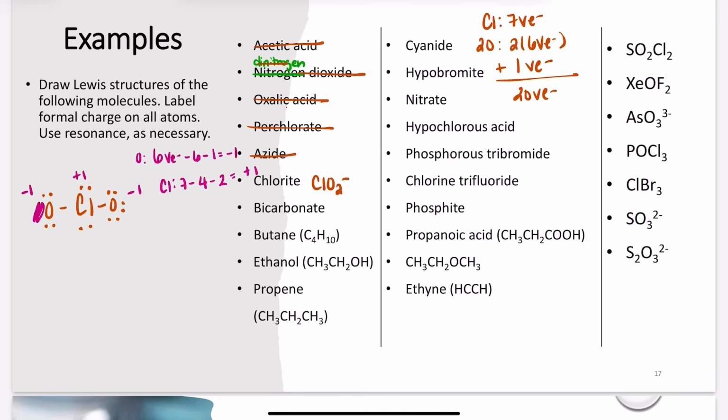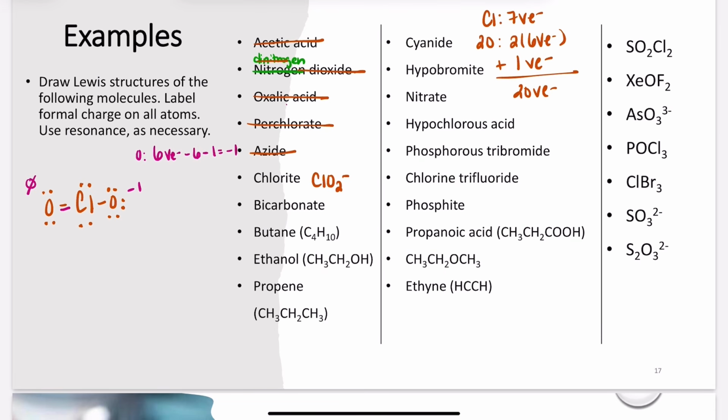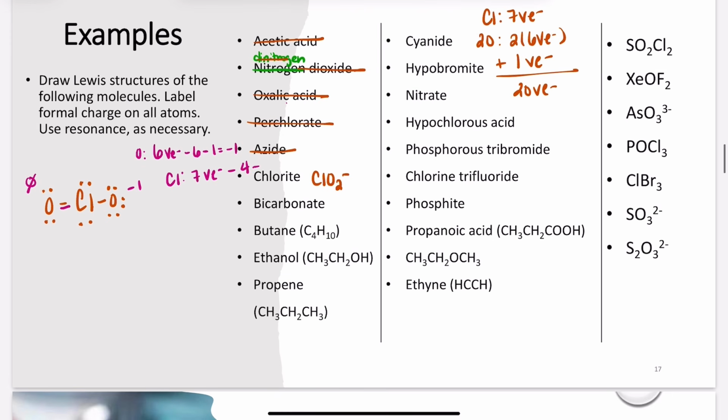Now, it can minimize this formal charge by forming 1 double bond. So let's do it. Remember, when oxygen has 2 bonds and 2 lone pairs, it has 0 formal charge. If I check the chlorine now, 7 valence electrons minus its 4 electrons involved in lone pairs minus its 3 bonds has a 0 formal charge. So we just drew this.